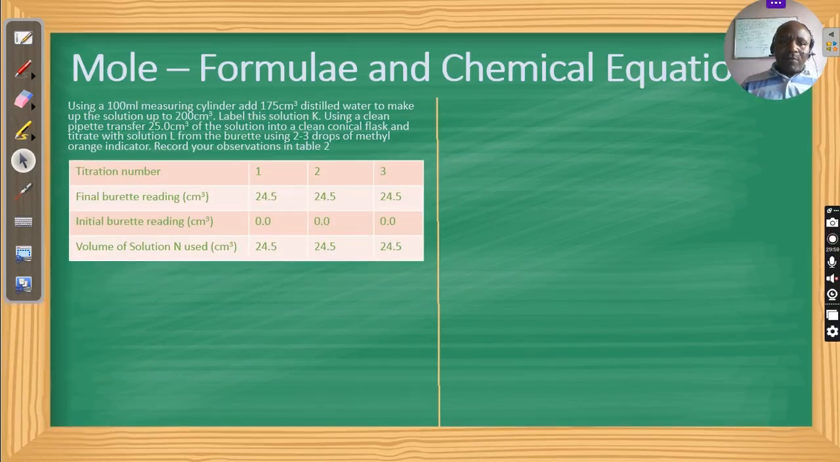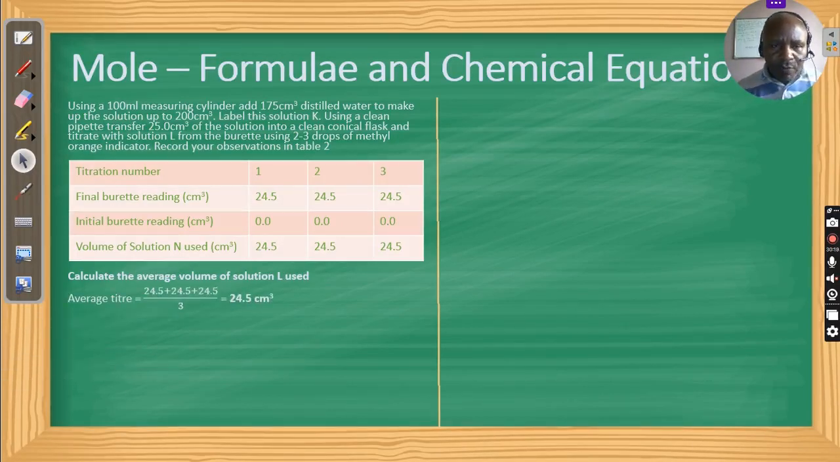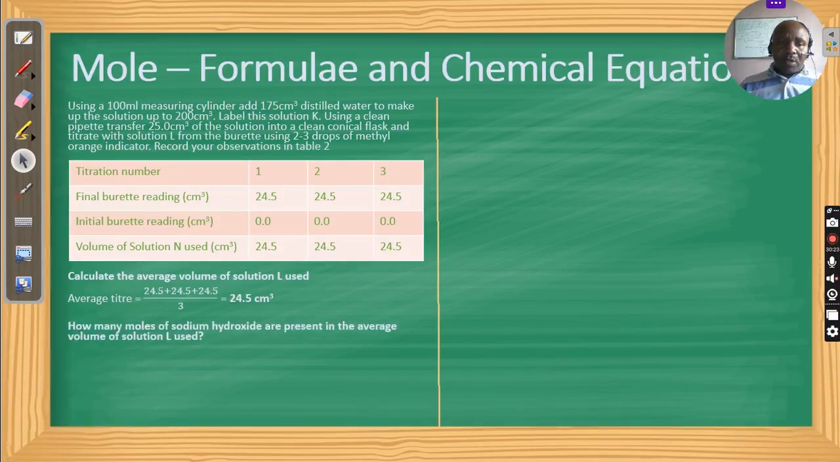So in this example, after recording, we get an average titre of solution L of 24.5 cm³. Calculate the average volume of solution L used. You find that the average comes to 24.5 cm³.